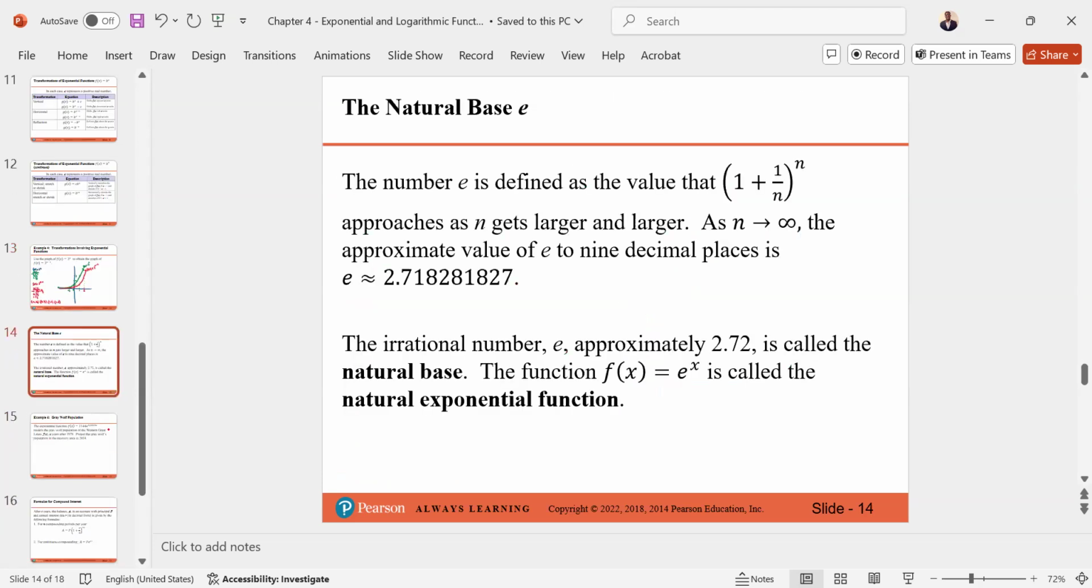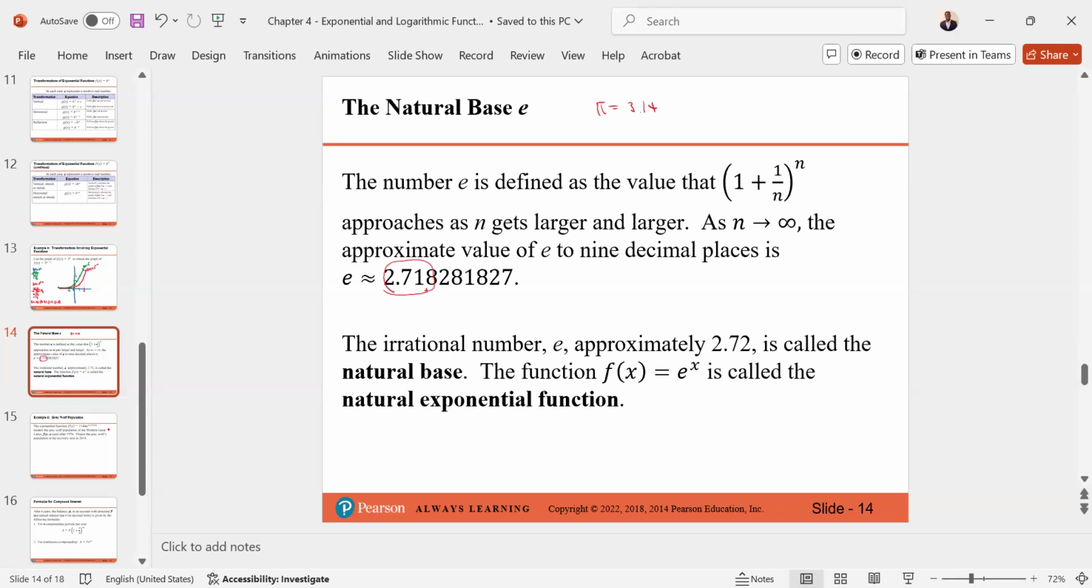Now, the natural base e is defined as the value that (1 + 1/n) power n approaches as n gets larger, as n goes to infinity. The approximate value of e is 2.718. Usually, we use the first three decimal digits. It's like when we have pi. Remember, pi is 3.14, but that doesn't mean it's only 3.14. It's more than that. There are trillions of digits in pi.